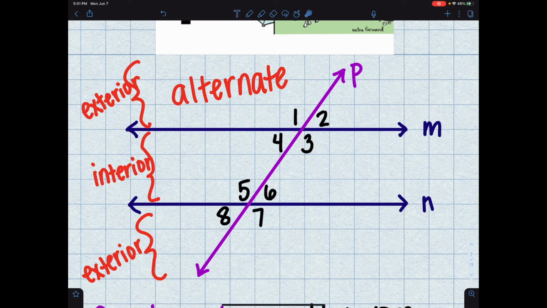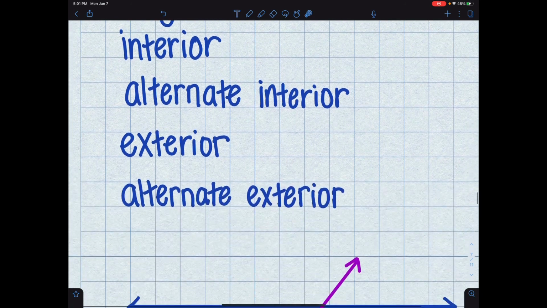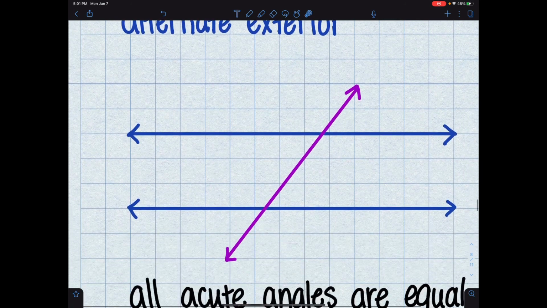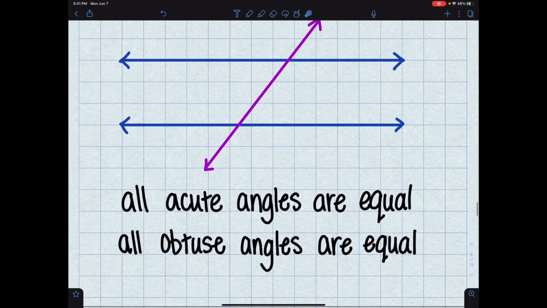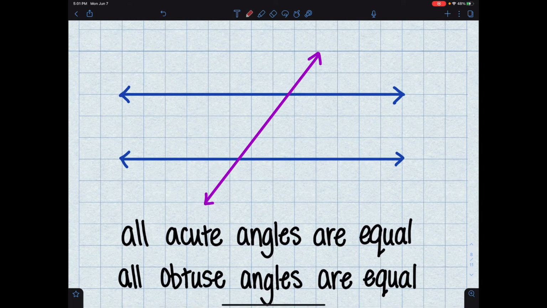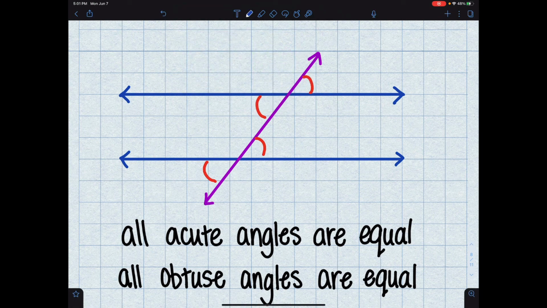So the bottom line from all of this is that, okay, we went over all those words, I think. All the acute angles are equal. Check it out. This is so cool. Equal, equal, equal, equal. Whoa, that's so cool. And all the fat angles are equal.